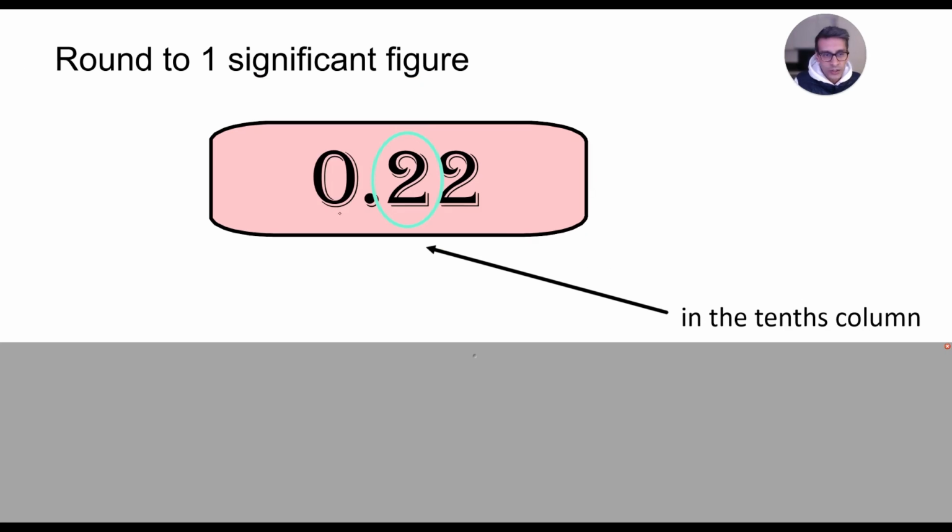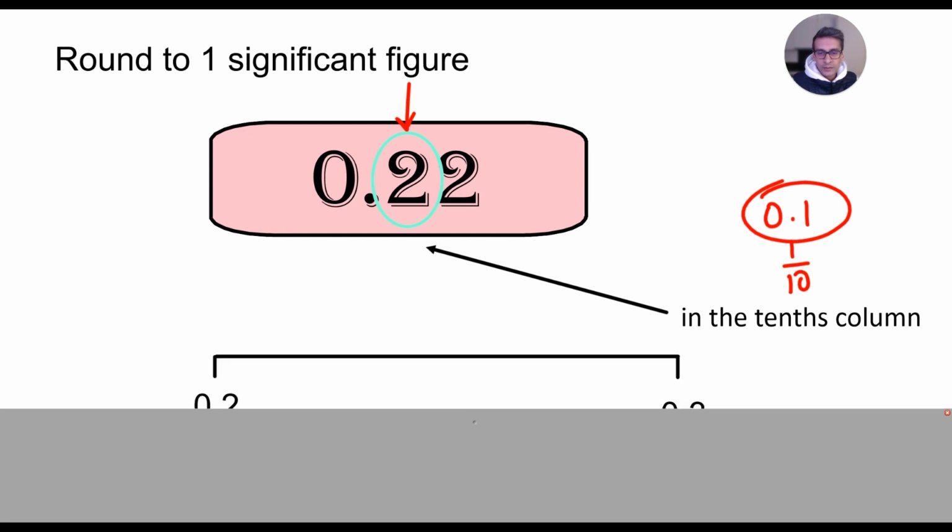So let's do another example here. The first significant figure is this 2. It's in the tenths column. Now tenths, there's a few ways to write this. This is 0.1 or 1 over 10. I'm generally going to stick to decimals here. Normally we prefer fractions, but in this case we're rounding to the nearest 0.1.